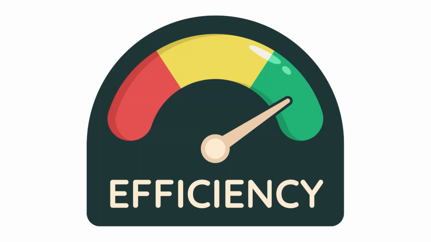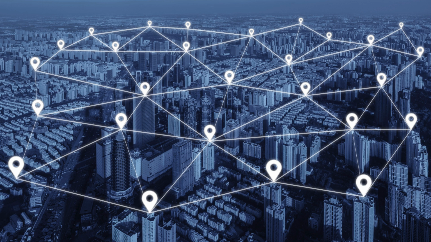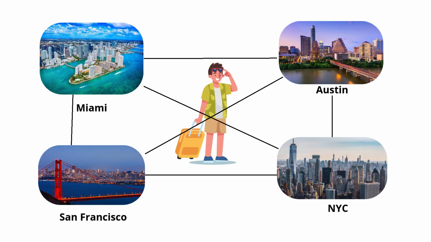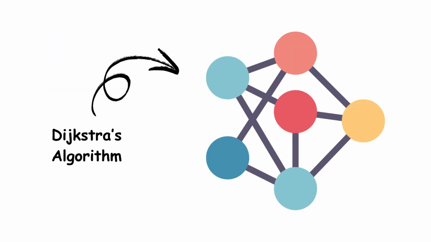To figure this, we can imagine the world as a bunch of points, places we can go, connected by lines, which are the paths between them. Some paths are short, some are long. The goal? Find the path that takes the shortest time without wasting miles. And that's where Dijkstra's algorithm comes in.